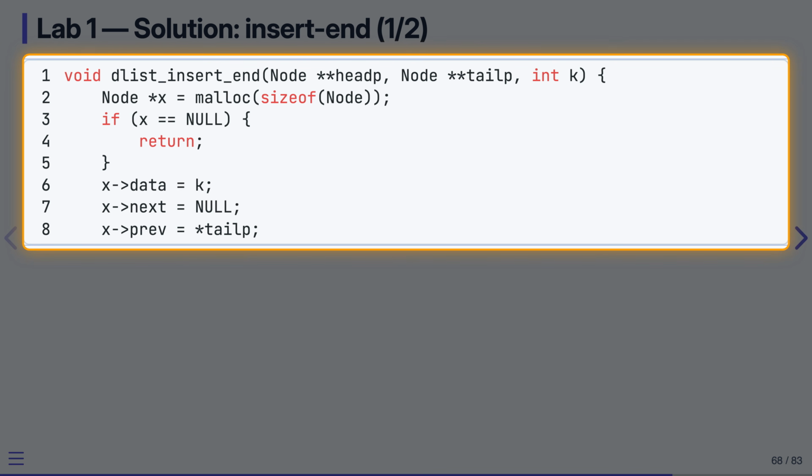This is insert end, and it mirrors insert front. We malloc a node into X and return unchanged if that fails. We set X arrow data to K, then the new node's 2 links. X arrow next is null because it will be last, and X arrow prev is the old tail.